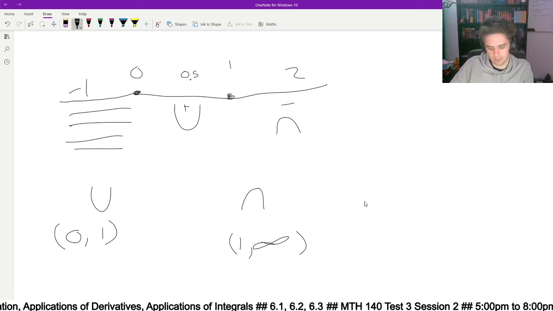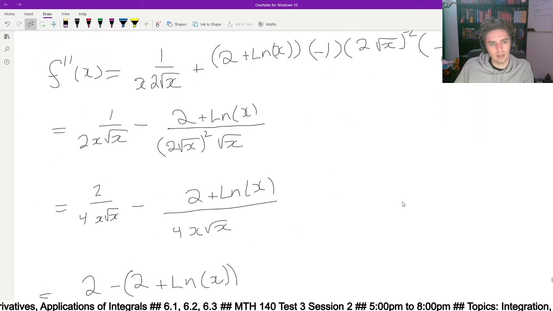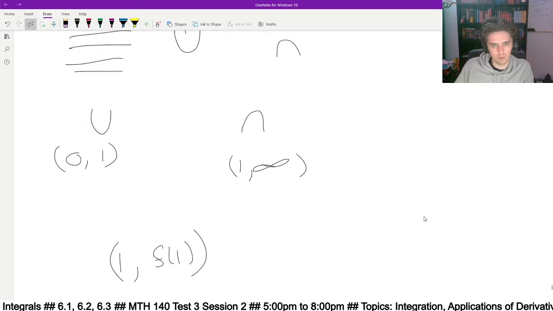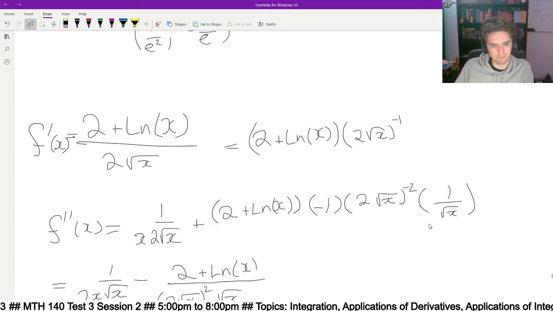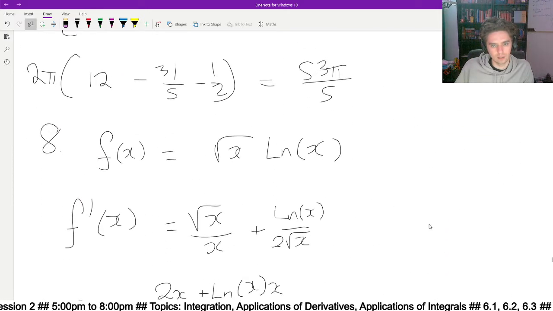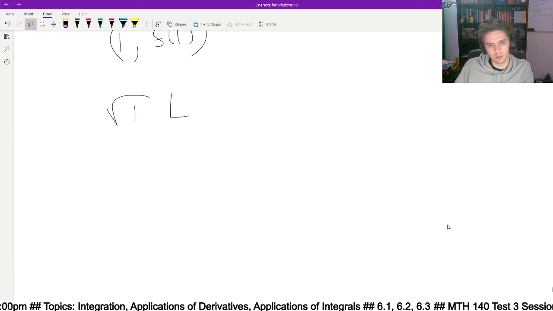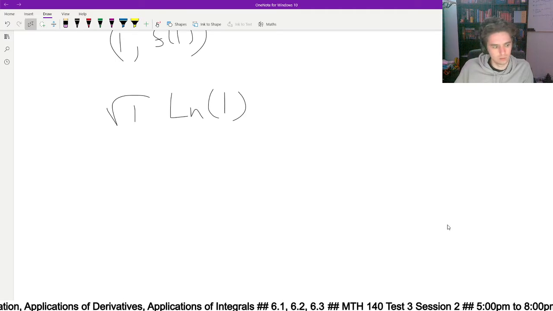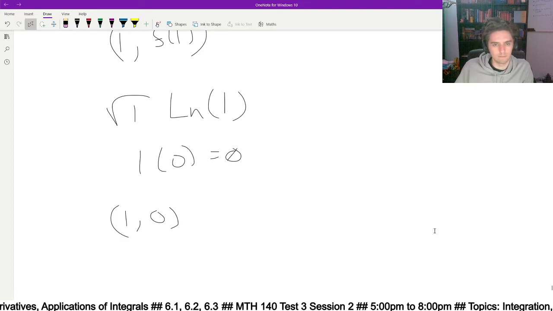Yep, that's right. And so then our inflection point is at 1, f of 1, right? That's the next part, is just to find the inflection point. So it's at 1, f of 1. And so our function f of x was, here, f of x, root x ln x. So we're looking for root 1 ln 1, which is 1 times 0, which is 0. So 1, 0 is our inflection point.